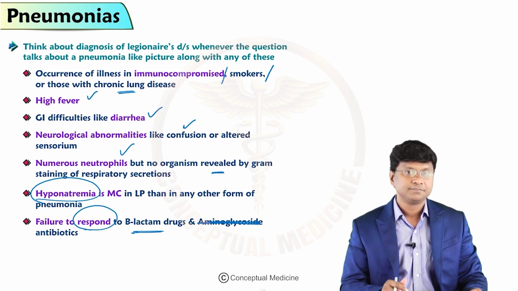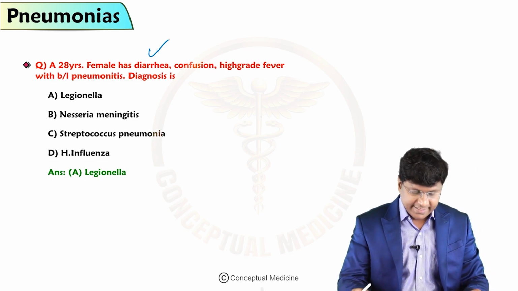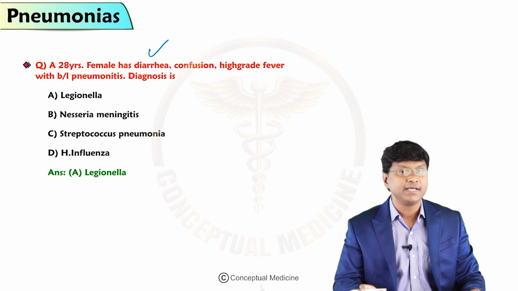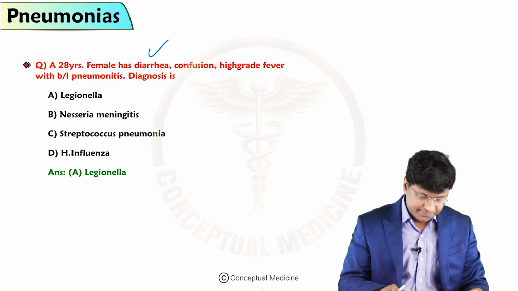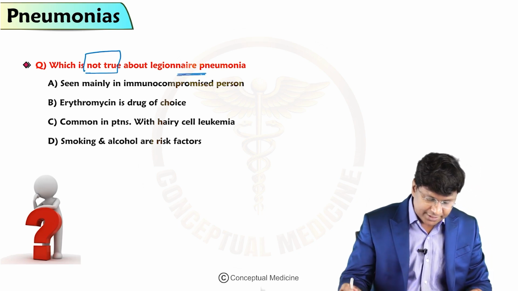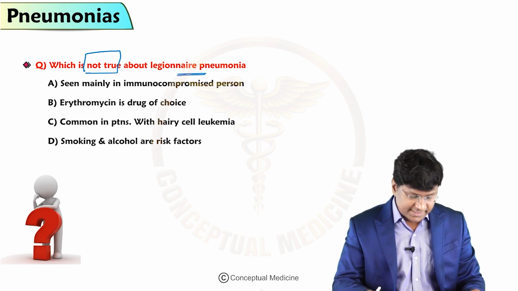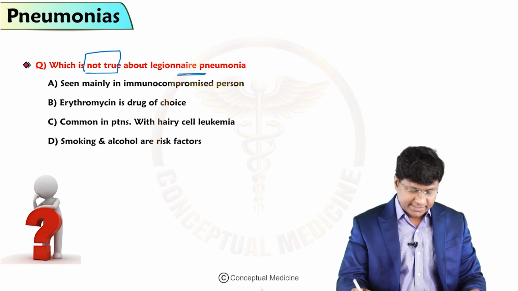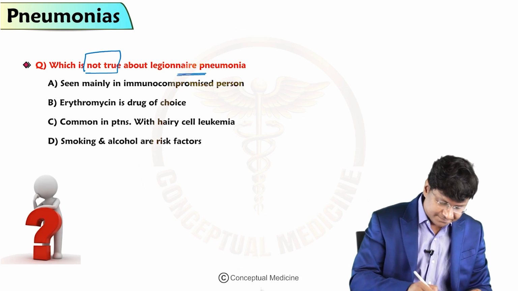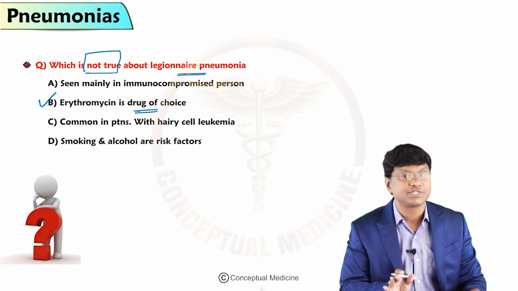diarrhea as well. Okay, so the answer here, female with diarrhea, confusion, high grade fever with bilateral pneumonitis, the answer is Legionella pneumophila. Next, which of the following is not true about Legionella pneumonia? Seen mainly in immunocompromised patients. Erythromycin is the drug of choice. Common in patients with hairy cell leukemia. Smoking and alcohol are the risk factors. The answer here is erythromycin is the drug of choice is an incorrect statement.